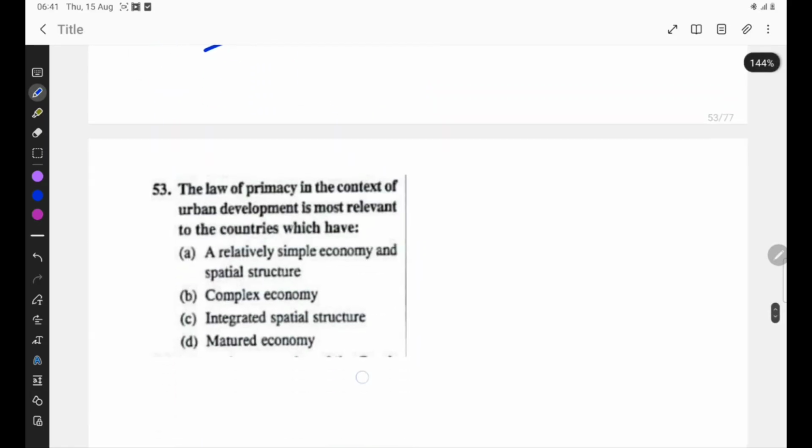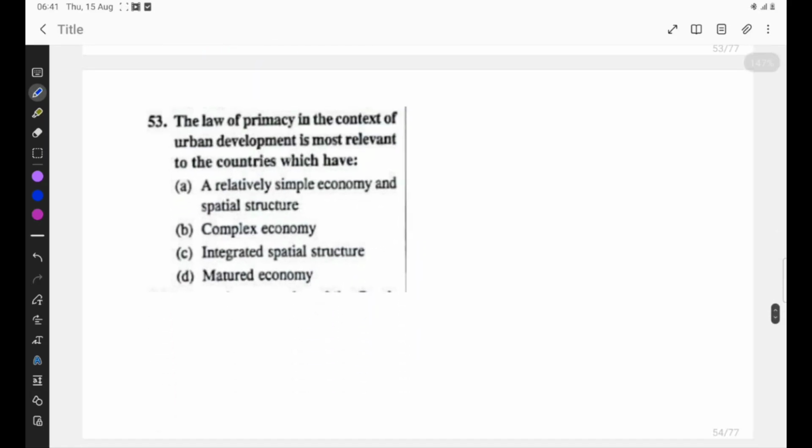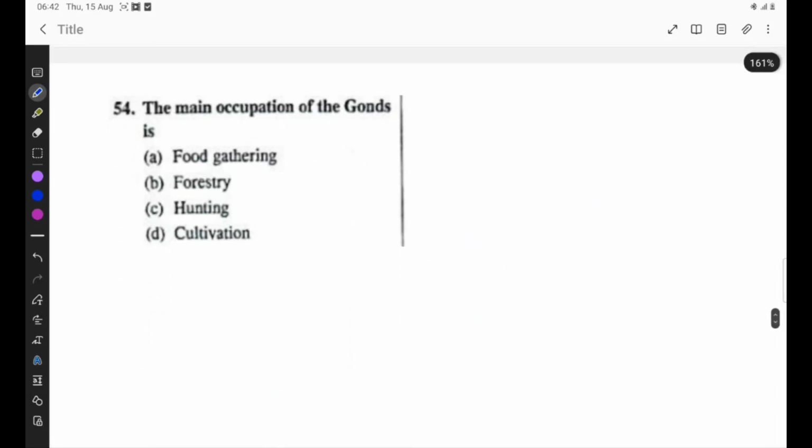The next question says law of primacy in the context of urban development is most relevant to the countries which have a relatively simple economy and spatial structure, complex economy or integrated spatial structure, or matured economy. The answer is A, option A. The next question: the main occupation of the Gonds is food gathering, forestry, hunting or cultivation. D is the correct answer.